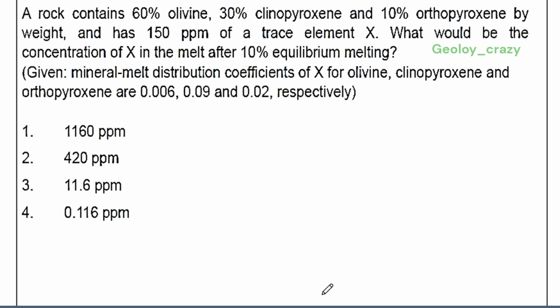Hello everyone. This is one more interesting question related to igneous geology, and this kind of question is generally asked in GATE and CSIR-NET exams. So, how to approach this question in the exam? First, we will understand what batch melting is and what the Rayleigh fractionation model is. These are the two models that we are using.